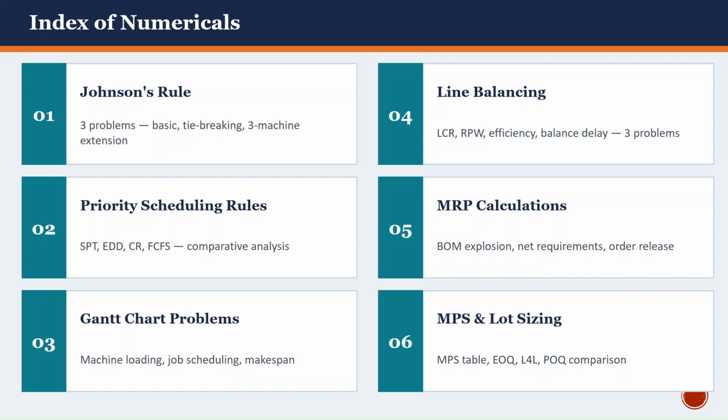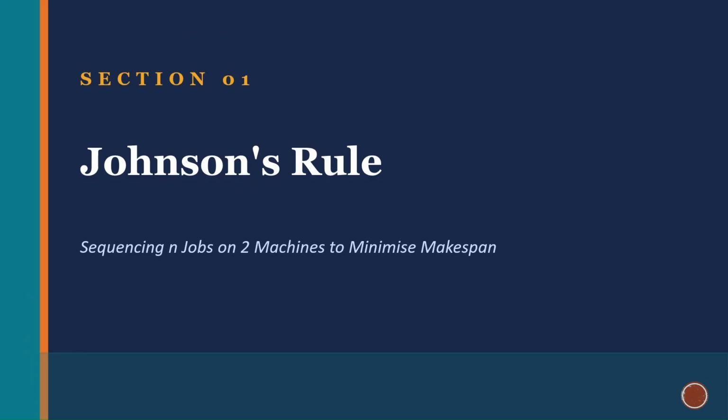Okay. Then also we'll discuss some Gantt chart, line balancing, then MRP, that is material requirement planning, that we'll discuss, and then master production schedule and lot sizing. So these are all the 6 types of numericals that you can expect from this unit. So moving ahead, first we'll discuss about the Johnson's rule.